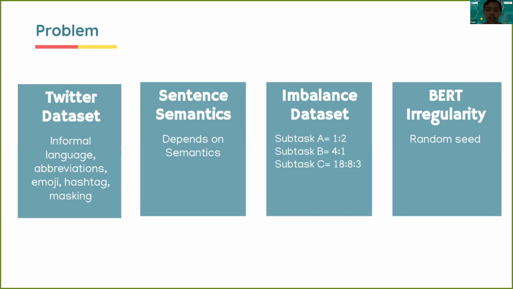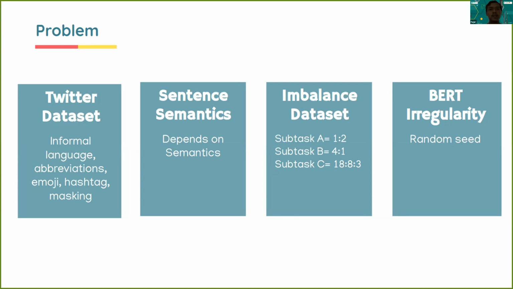When we look deeper into the dataset and also read the papers about previous work, we face some problems in this research. We know that the OLID dataset is constructed using tweets which contain informal language, abbreviations, emoji, hashtags, and also masking for some words. The second problem is sentence semantics. Some words may be offensive, but when they are in a sentence, they become not offensive.